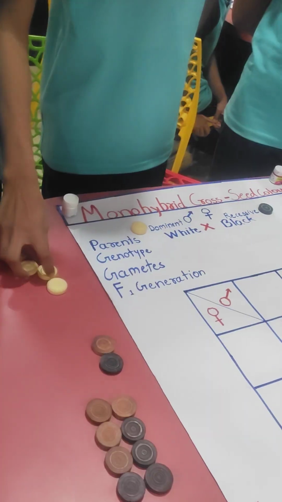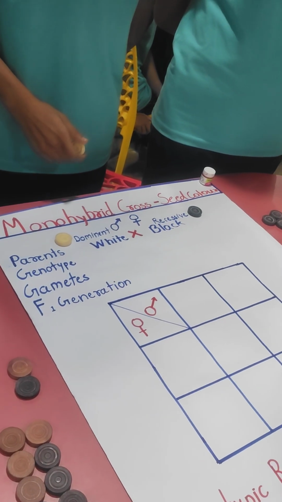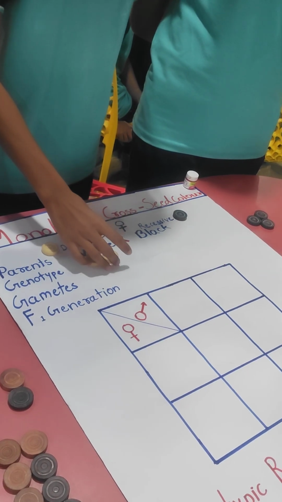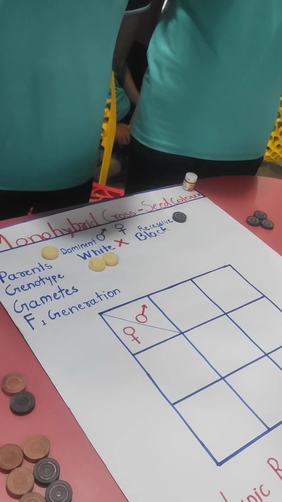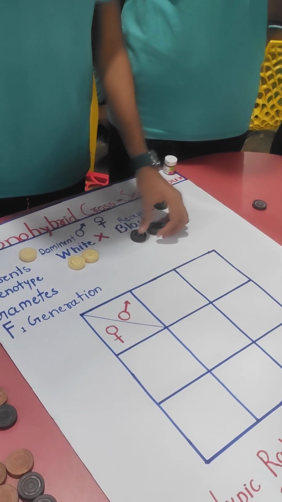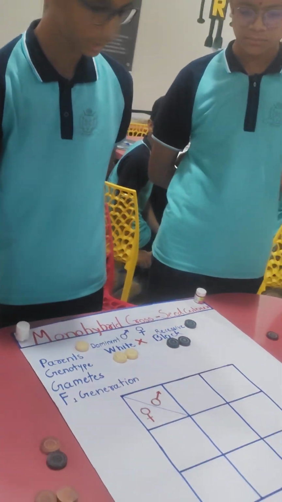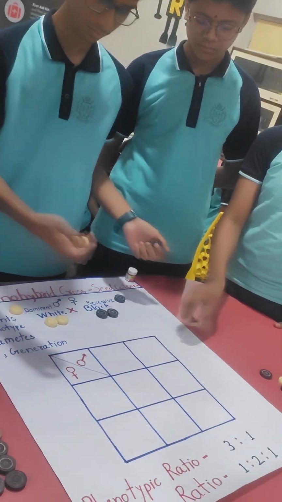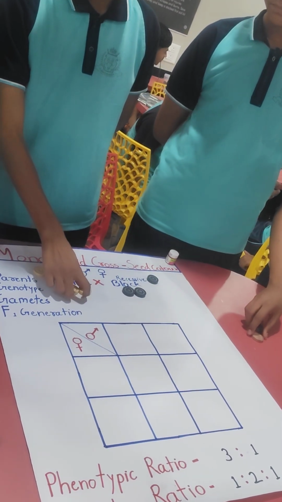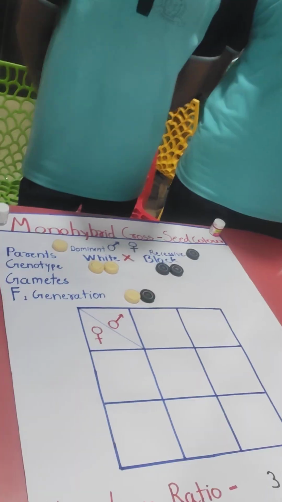So here the genotype for the dominant character will be capital W and capital W, which we are representing with two white coins, and the genotype for the recessive is two black coins. After this, we will take out the gametes from both the characters. The gamete from the first dominant genotype will be capital W, the dominant character.